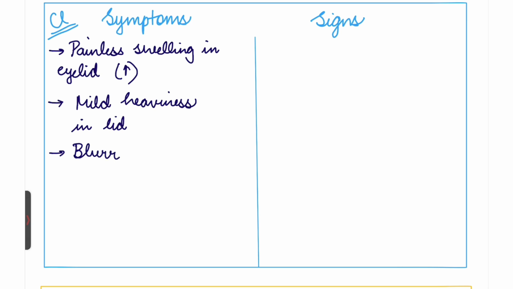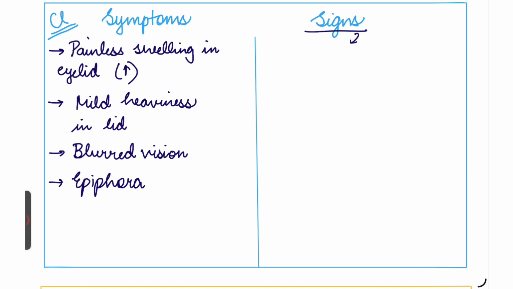Patient can also present with blurred vision. This can be seen occasionally due to induced astigmatism. This occurs with a very large chalazion that presses on the cornea. Next symptom is epiphora. Epiphora is watering of the eyes. It can occur sometimes due to eversion of the lower puncta.